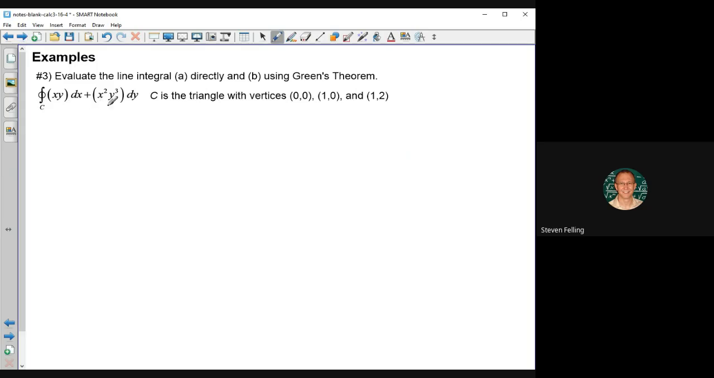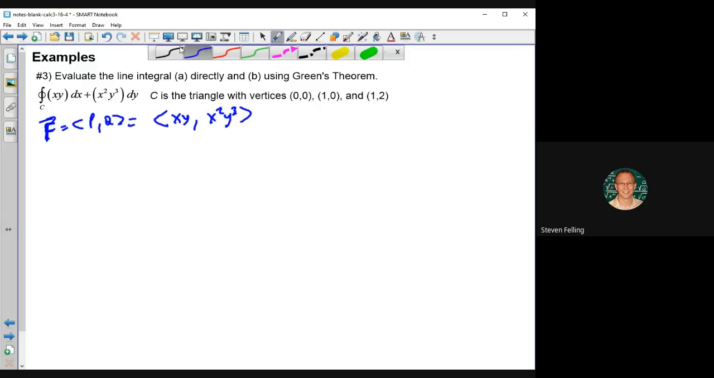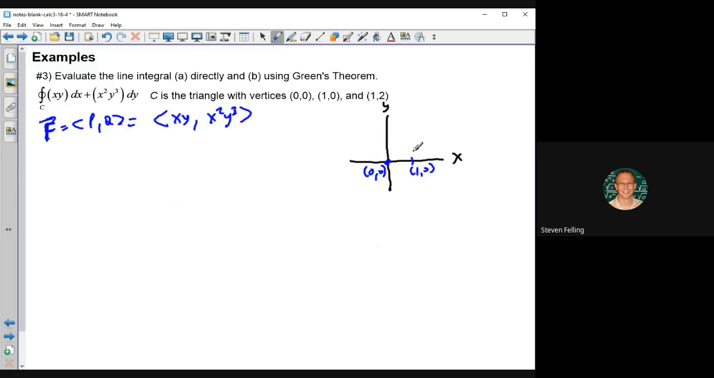Okay, so we want to find this curve integral. The function here is F = (P, Q), where P is xy and Q is x squared y cubed. And the region that we're going to use is triangular. So let's make a sketch of it over here. x, y. We have a vertex at 0, 0. We have a vertex at 1, 0. And we have a vertex at 1, 2, right? Over 1, up 2. So this is the region here.